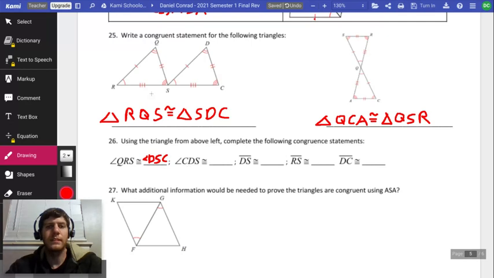Okay, angle CDS is going to correspond with, right? C corresponds with S, D with Q, and then S with R. So CDS is going to correspond with SQR. So angle SQR. Okay. DS here has one hash mark, so it's going to be congruent to QR, right? So segment DS is congruent to segment QR.